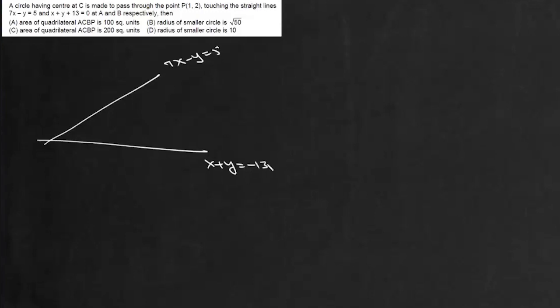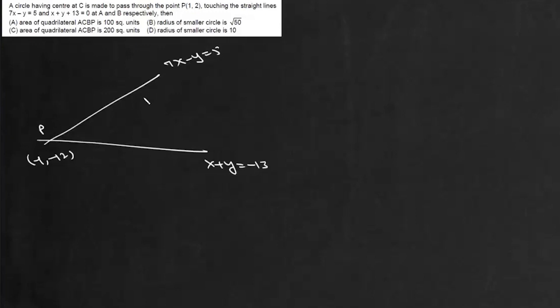Right, the question is, a circle having center at C is made to pass through this point, touching these two straight lines at A and B. So we have these two straight lines, 7x minus y equals 5, and x plus y equals minus 13. If we add them, we'll find their x coordinate, which will be minus 1. And if we put x as minus 1, we'll get y as minus 12. So their point of intersection is minus 1, minus 12.